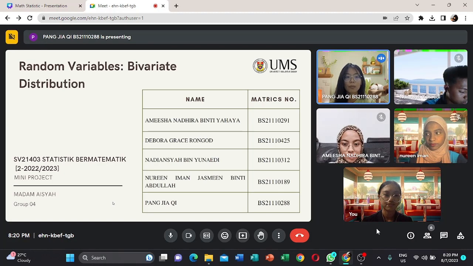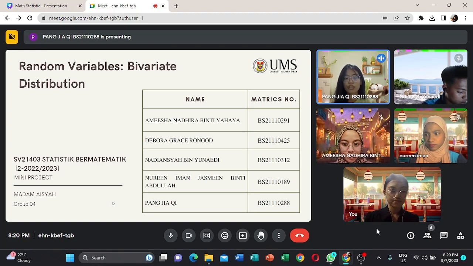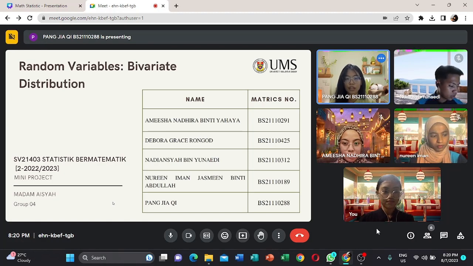Today, we will present about the random variables by bivariate distribution. Then I will pass to the next presenter to present the introduction.